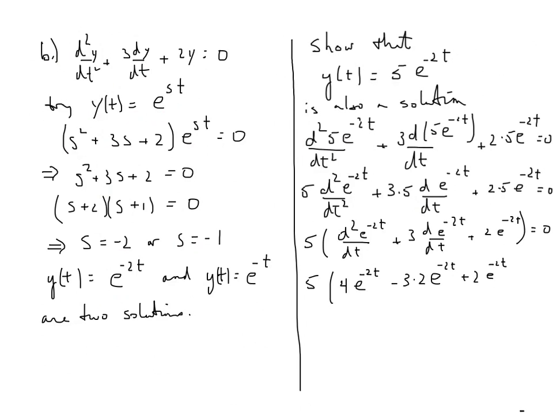We're drawing parentheses and we're asking if that is 0. Well, I'm going to factor out the e to the minus 2t, and I have a 4 minus 6 plus 2 times e to the minus 2t. Is that a 0? And sure enough, this term is 0, and so yes, we have found that a constant multiple, the 5 was chosen at random, times one solution is again a solution.